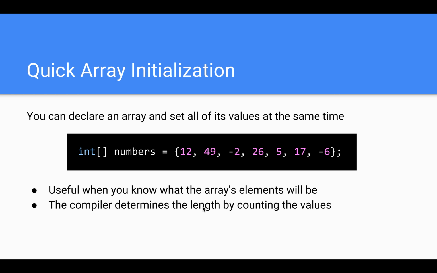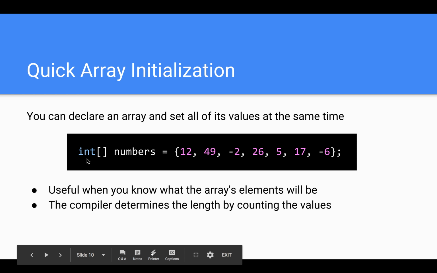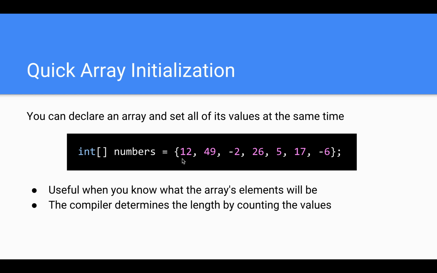Quick array initialization. You can declare an array and set all of its values at the same time. It looks like this: int square brackets, or type square brackets, the name of the array, equals curly brace, and then all the values that you want to have in the array, curly brace, semicolon. It's useful when you know what the array's elements will be, and the compiler determines the length by counting the values that you've put between the curly braces.